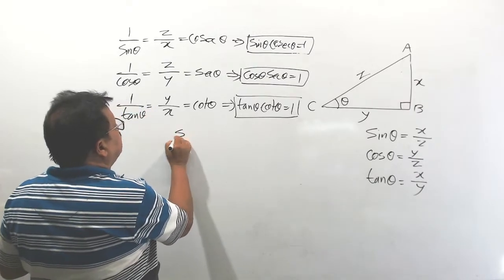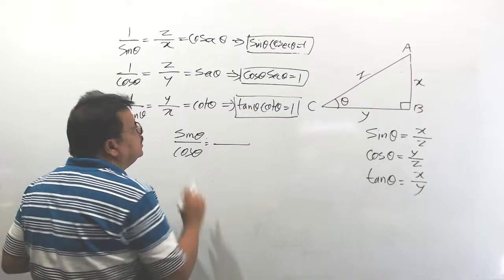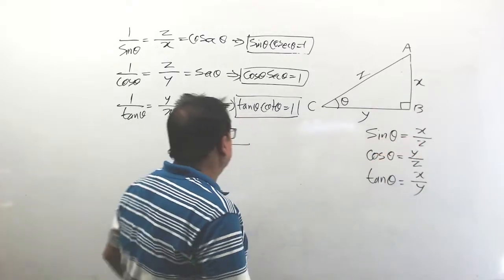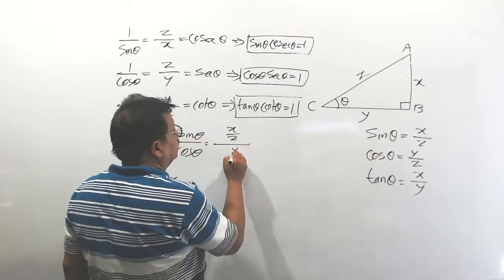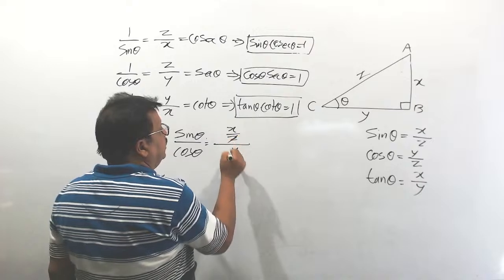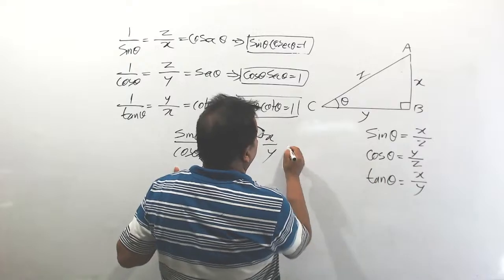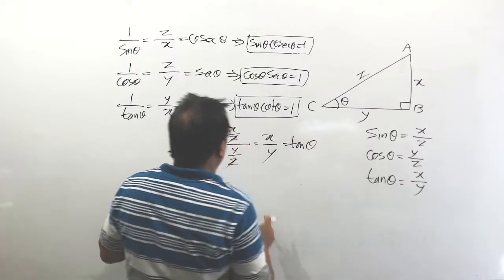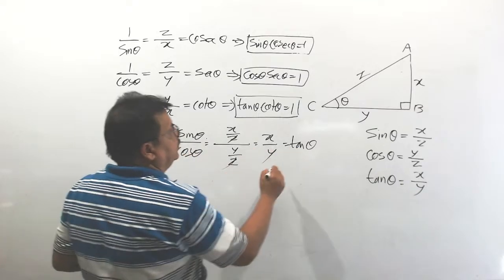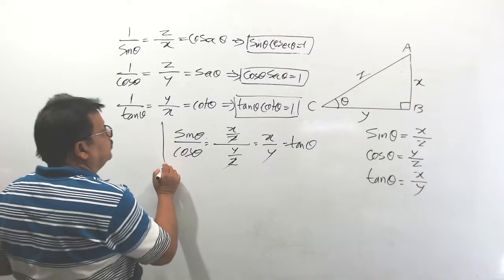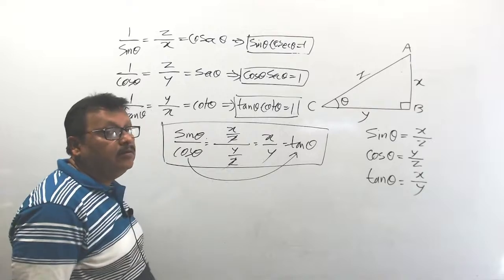Now, another formula: tan theta is sine theta by cos theta. What is this equal to? Sine theta is x by z. What is cos theta? Y by z. Z cancels. You are getting x by y. What is this? Tan theta. Understood? So, another formula: sine theta by cos theta equals tan theta.